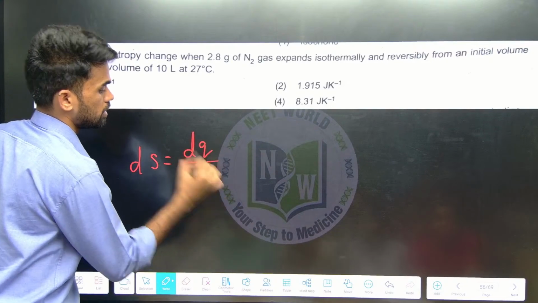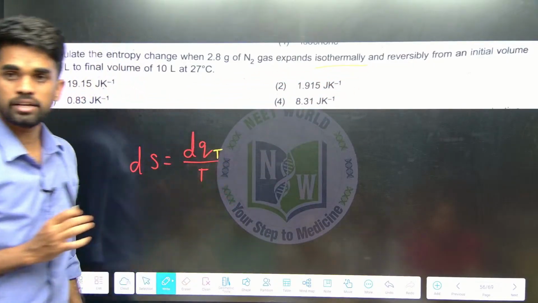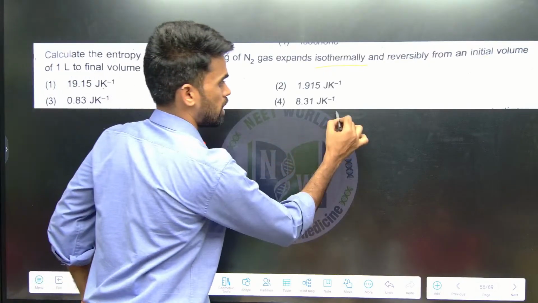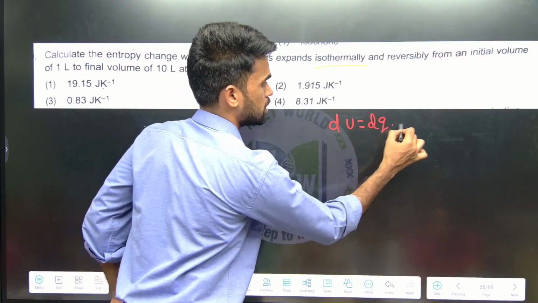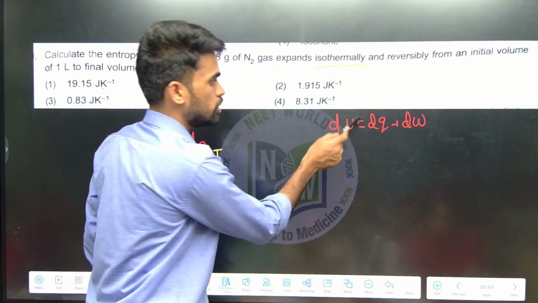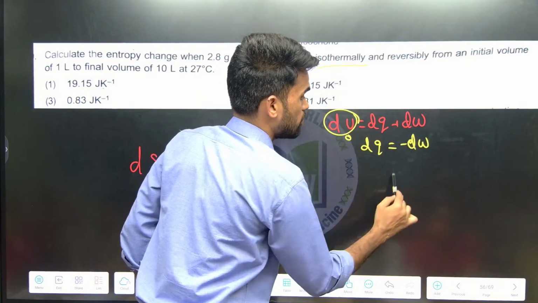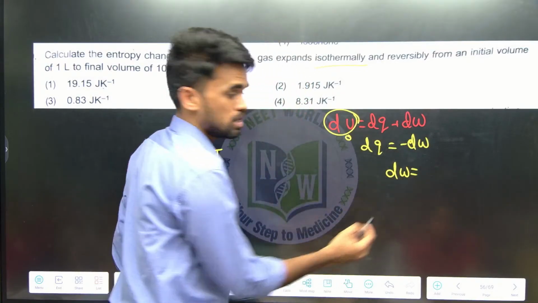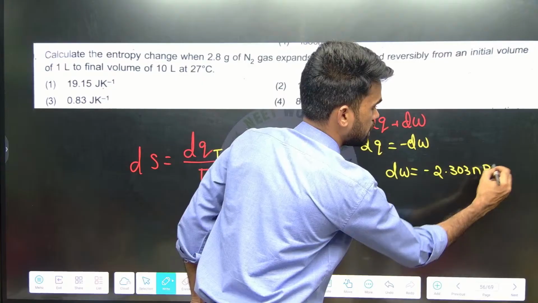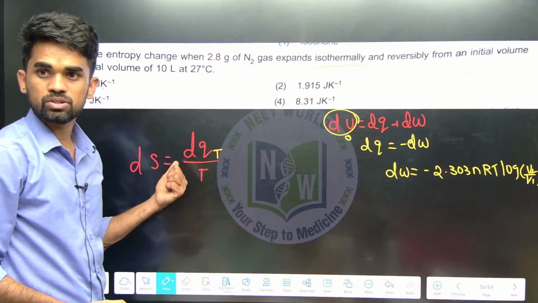dQ by T. Okay. So what process are they saying? So can I say dQ by T, it means isothermal process, heat change. So isothermal process means, what we discussed, dU equals dQ plus dW. Isothermal process means what is 0 here? dU is 0. So if it is 0, dQ equals minus dW. What is the formula for dW for an isothermal reversible process? That one. So minus 2.303 nRT log V2 by V1. So the same formula I can use here also.